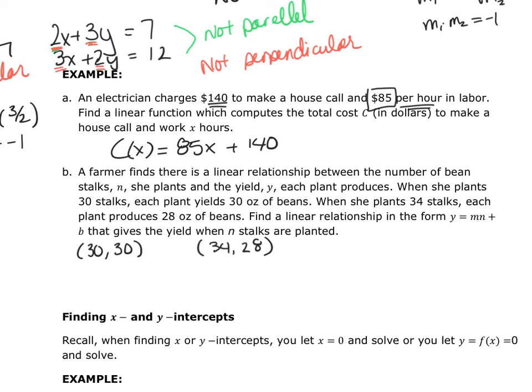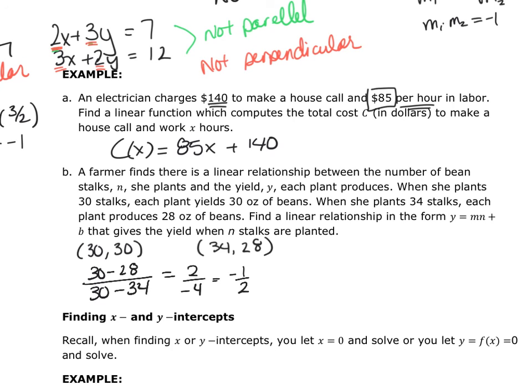So we have the first two ordered pairs, and then what we want to do is find the slope. So I'm going to do (30 minus 28) over (30 minus 34). So in the numerator, I'm going to get a positive 2. In the denominator, I'm going to get a negative 4, which means I have negative 1/2 as my slope.